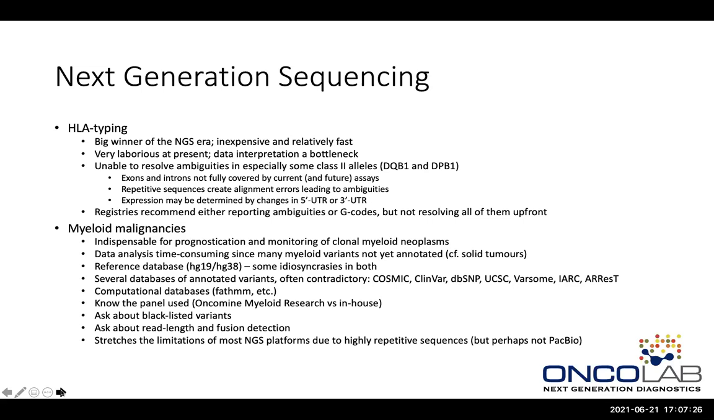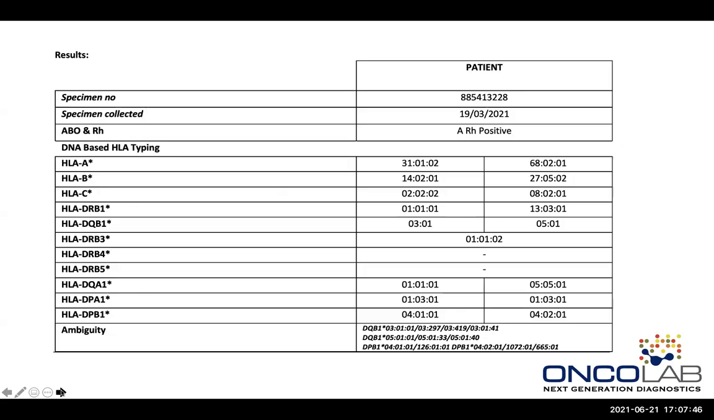So the stem cell registries actually recommend that we report the ambiguities as they are, or use the G codes where these ambiguities are grouped together in specific genetic codes, but you shouldn't go and do Sanger sequencing to resolve all of them up front. That can be done at a later stage if needed. So just the HLA, this is a report we would issue.